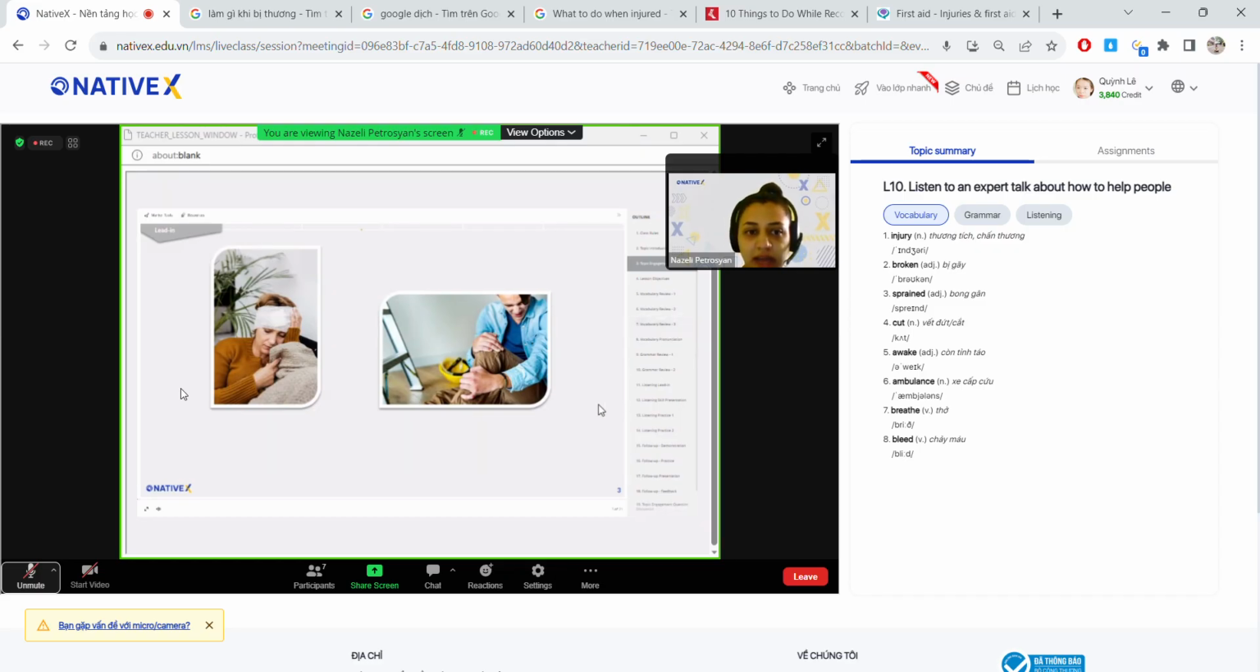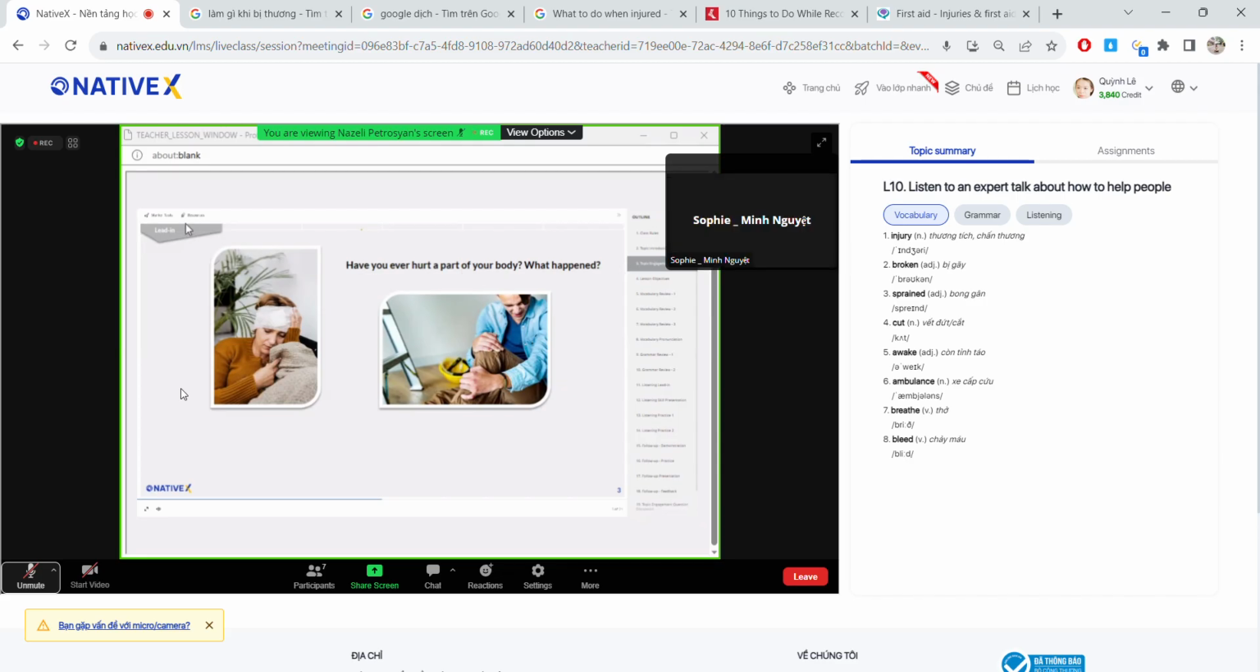So I want to ask this question. Now, have you ever hurt a part of your body and what happened? Well, I want to ask our student Goyet. Goyet, can you please answer? Yes, I hurt my leg 3 months ago. I had an accident when I rode a bicycle, and I found out after that I had a cut and it was leaking in my leg. Oh, right. I can totally understand. All right. Thank you for sharing your experience.